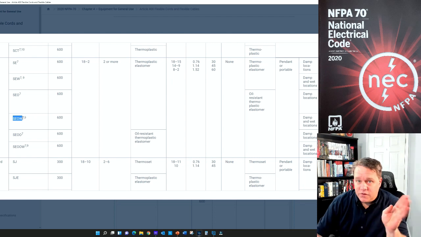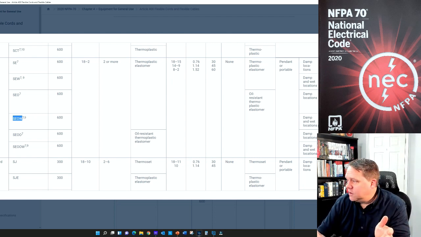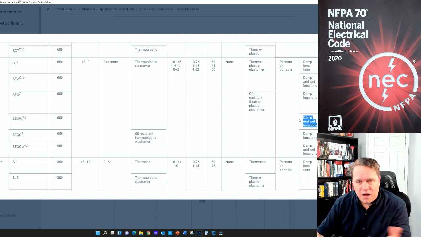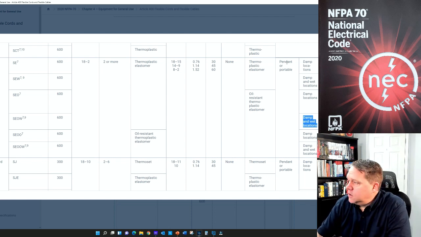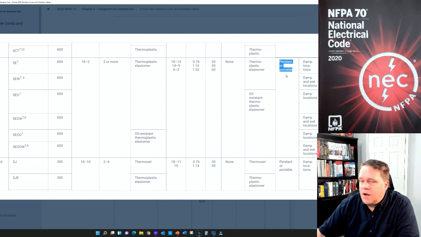SEOW is going to mean the same three things plus what? Damp and wet locations. Yeah. Something else that's worth checking out is the permitted uses of the cord. Notice how this table here says pendant or portable.